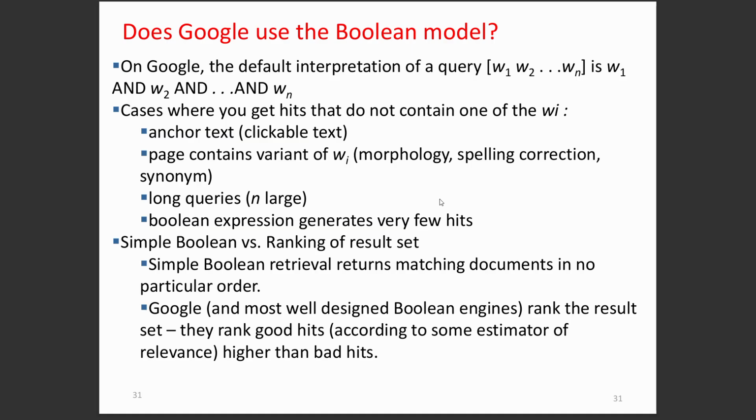Simple Boolean retrieval will return matching documents in no particular order. So Google will rank the result set, and they rank good hits higher than bad hits. When we come across these words, you should know the meaning of good hit and bad hit. A hit means it is occurring in a document. So they rank good hits higher and then the bad hits.